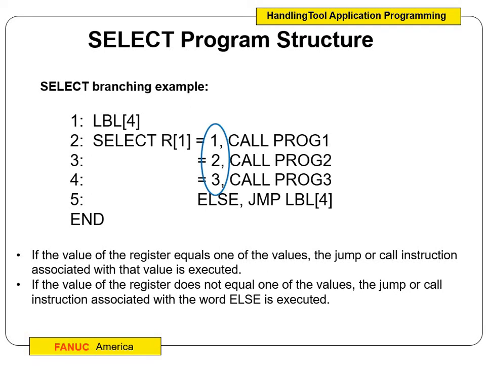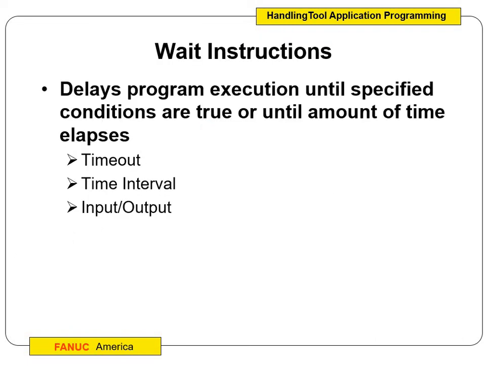But that's the key value right there: what value is being changed in the register? This is what's really cool about the select command. We select the specific register and then define what values to act on. If it's this value, do this. If it's another value, do this, and call out different programs based on the values of the registers. Then the wait instruction. We do need to use this when we're doing our looping program.